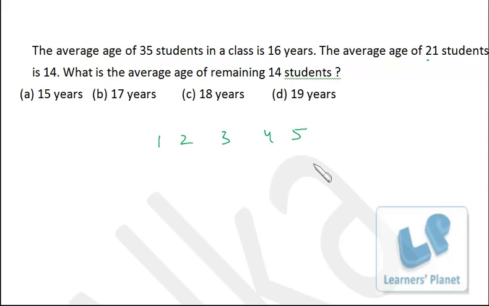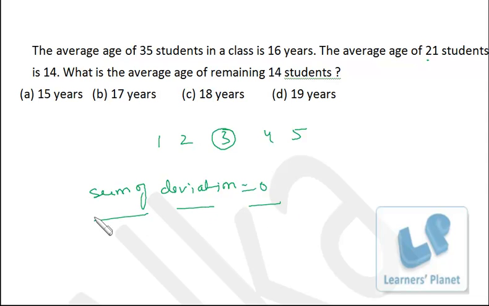Right, now obviously the average of these 5 data must be 3. Okay, now the concept is that the sum of deviations is equal to 0. That's really important, right? Deviation from the average, or we can say from the mean. So the sum of deviations should be equal to 0.